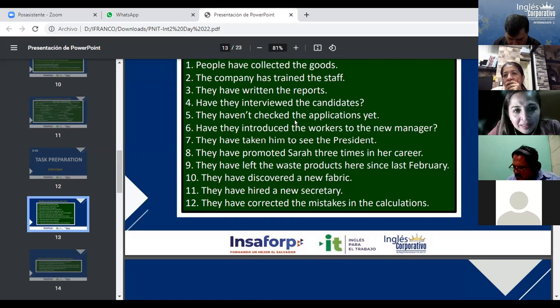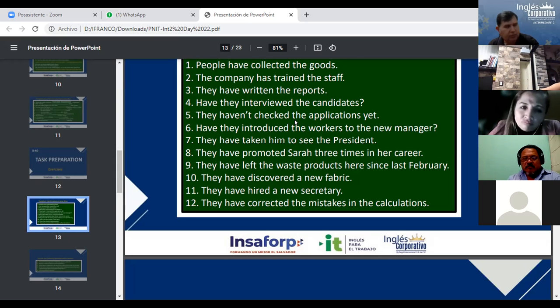Number five, they haven't checked the applications. The applications haven't been checked. Okay. Yes. Have they introduced the worker to the new manager? Has the new manager been introduced? Yes. Number seven, they have taken him to see the president. The president has been taken. Number eight, they have promoted Sarah in her career.